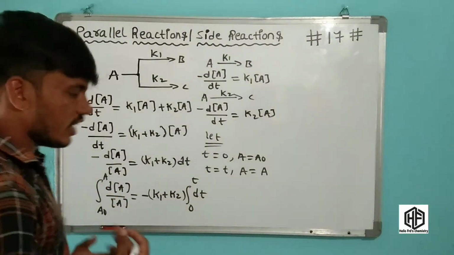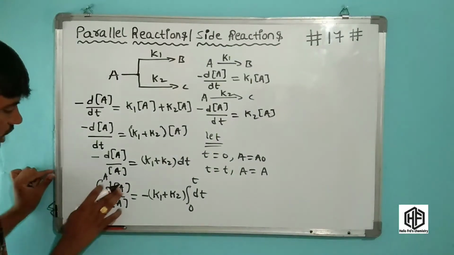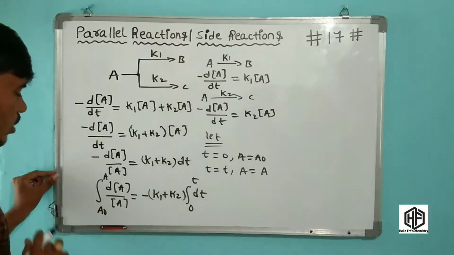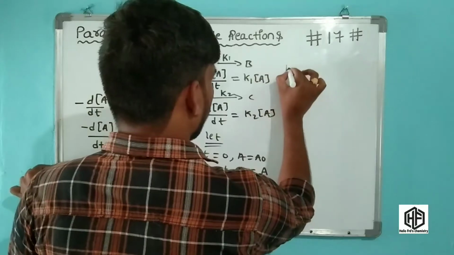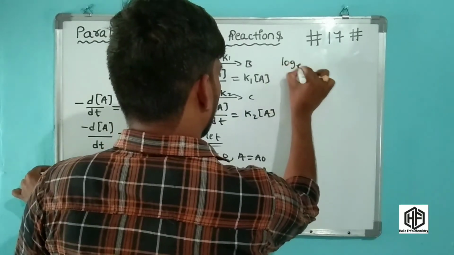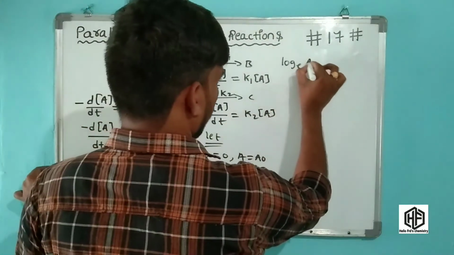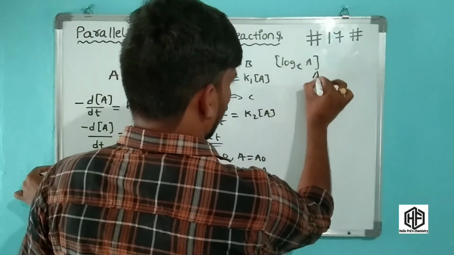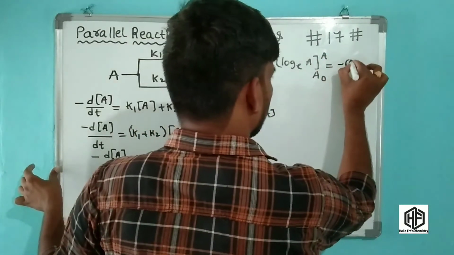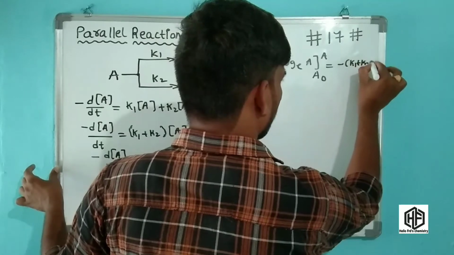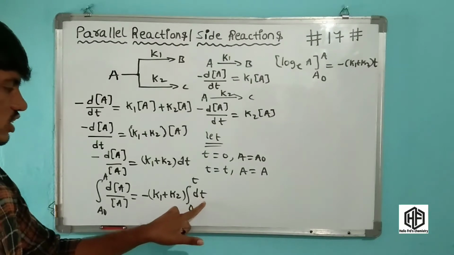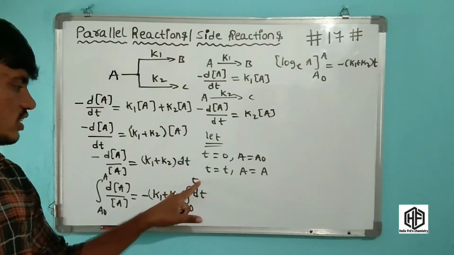Now we integrate this expression. The integration of 1 by A dA is ln A. So ln A from the lower limit A0 to the upper limit A is equal to minus K1 plus K2 into t, since the integration of dt is t. The upper limit is t.